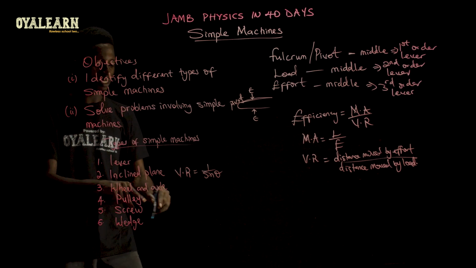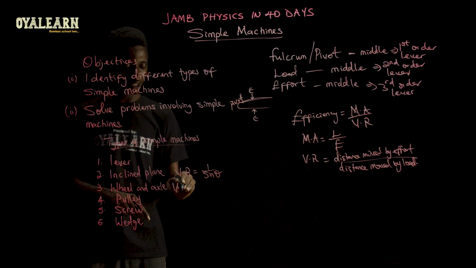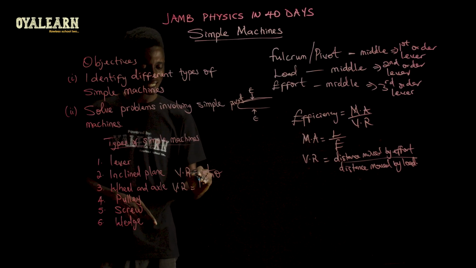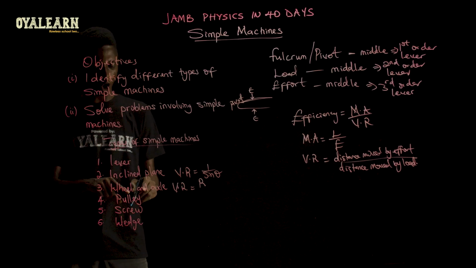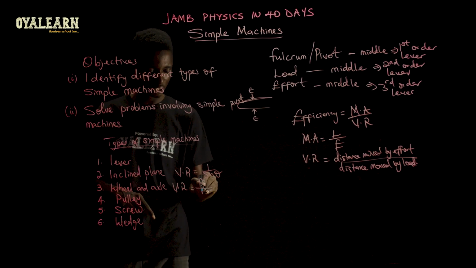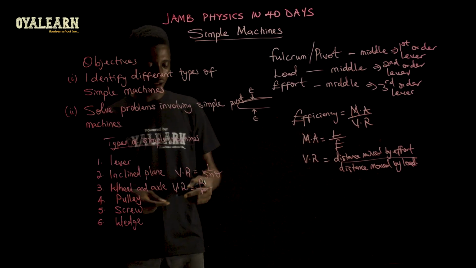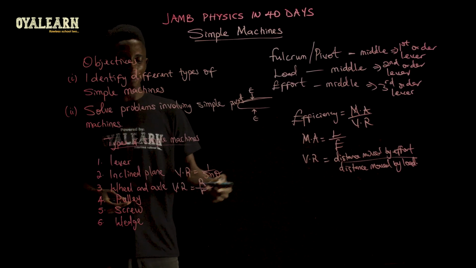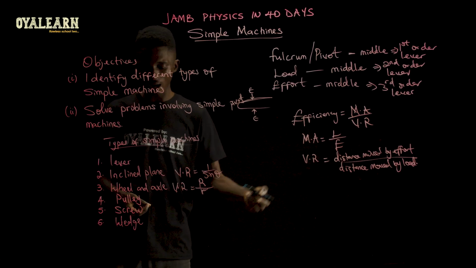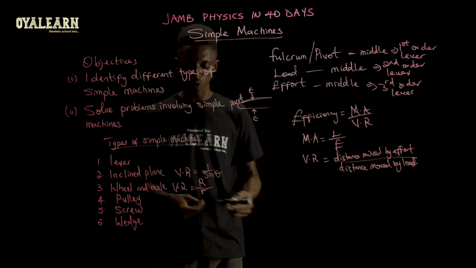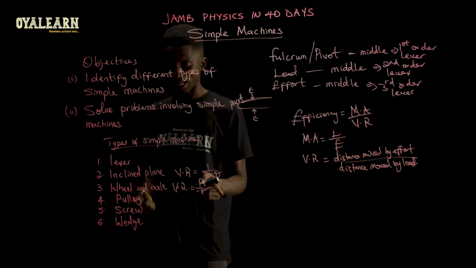Now, when you come to wheels and axles, the velocity ratio in this case can be derived as the radius of the wheel over the radius of the axle. You could also use other parameters like diameter, for example, diameter of the wheel over diameter of the axle. It also works in that case.